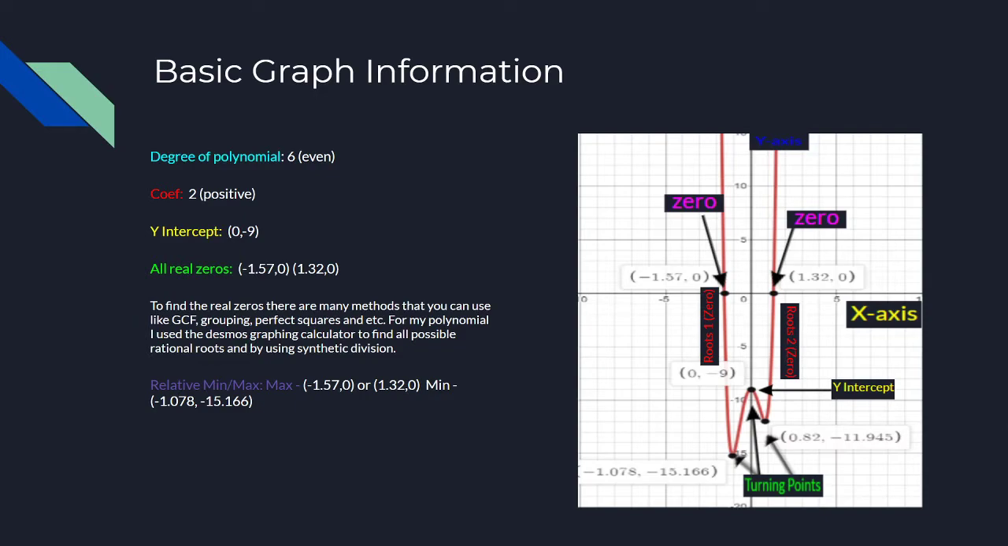Since they decrease, it causes turning points in the graph. So if they go up, they're obviously going to go upwards and to the right, and then it's going to go down. So that's how I found the turning points on my graph.